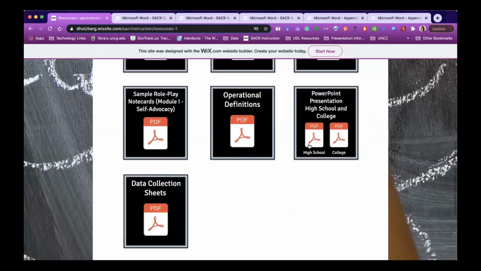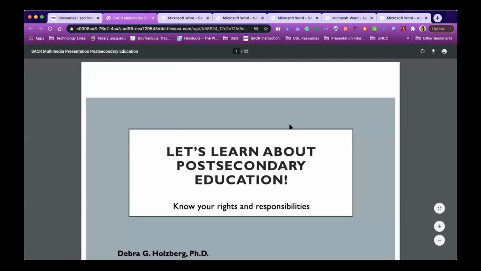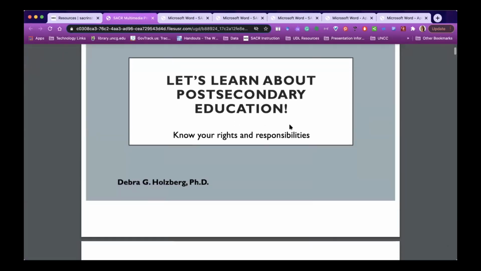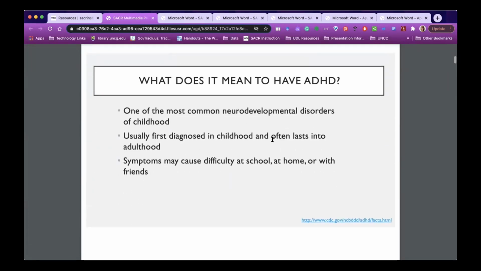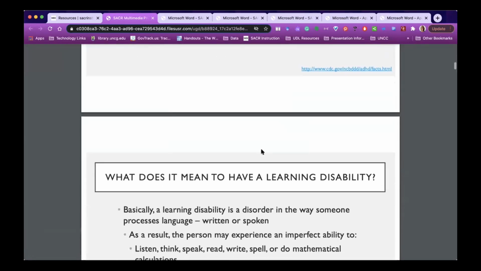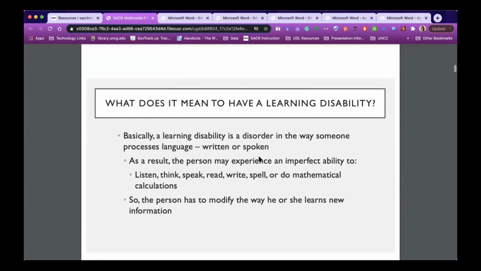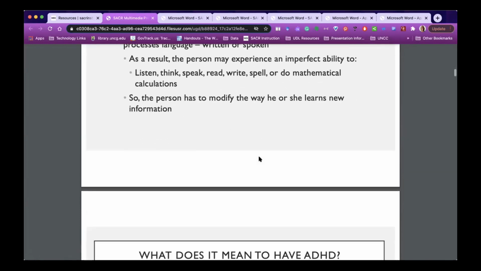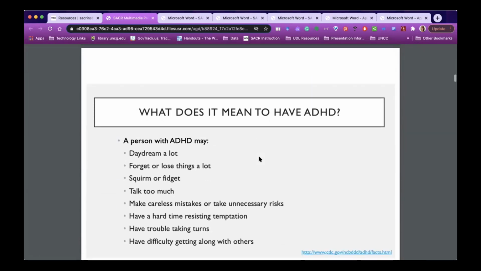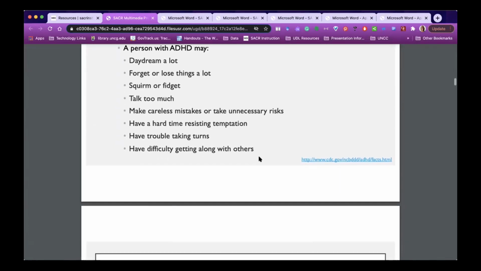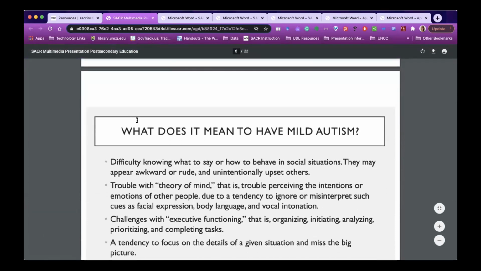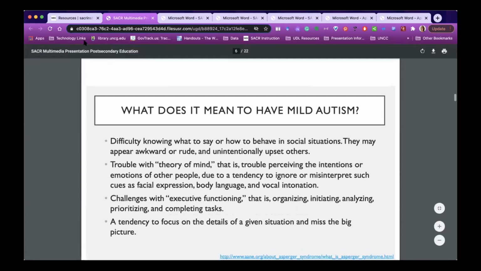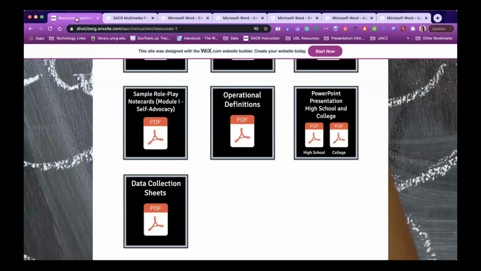Okay, the other part to this is there's a PowerPoint, and it talks about learning about post-secondary ed, knowing the rights and responsibilities. So it talks about what it means to have ADHD, or what it means to have a learning disability, so that they are better aware of and can explain what their disability is. That's all part of something that falls under self-advocacy. Okay. So that is there if anybody needs to use that or wants to use that to help explain to students.